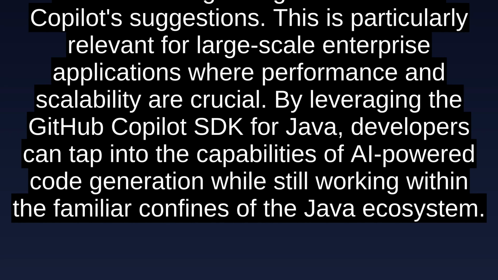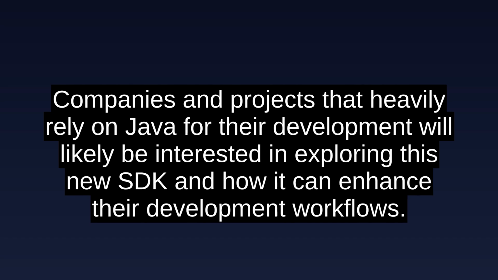The use of virtual threads in the SDK is also noteworthy, as it allows for more efficient and lightweight execution of Copilot suggestions. This is particularly relevant for large-scale enterprise applications where performance and scalability are crucial. By leveraging the GitHub Copilot SDK for Java, developers can tap into the capabilities of AI-powered code generation while still working within the familiar confines of the Java ecosystem. Companies and projects that heavily rely on Java for their development will likely be interested in exploring this new SDK and how it can enhance their development workflows.